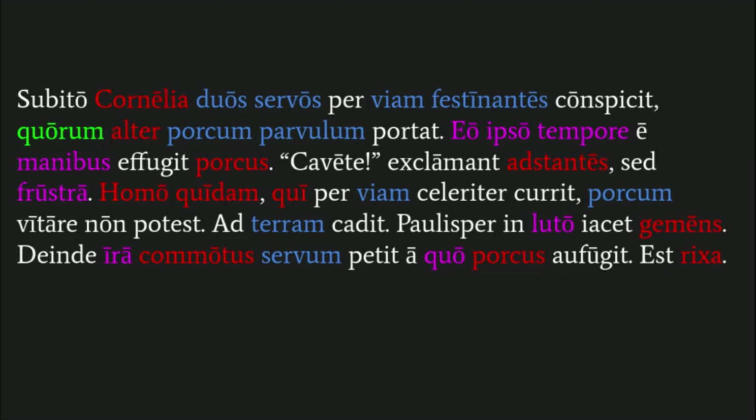Gemens is another participle. And again, you're going to see how these all work later on. It means groaning. It's describing the man, so it's nominative here. So groaning, the man lies in the mud for a short time, right? Because he tripped over the pig.